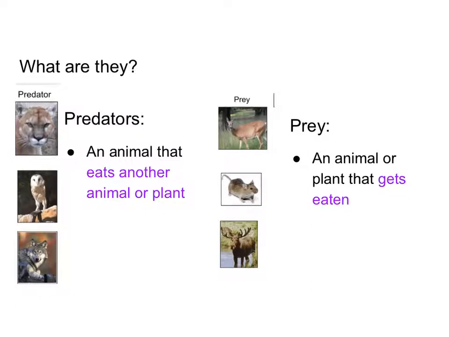Predators end up eating. Unfortunately, what they eat are their prey. And prey are animals or plants that get eaten. A lot of times prey are going to be weaker or less adapted than their predators. So they're easier to catch, easier to eat. Examples of prey are deer, mice, even moose. Meese?